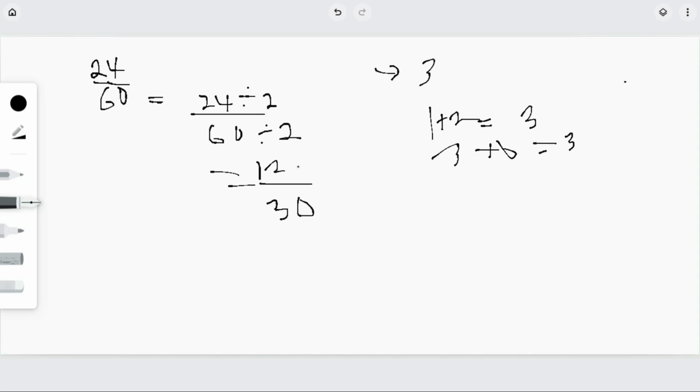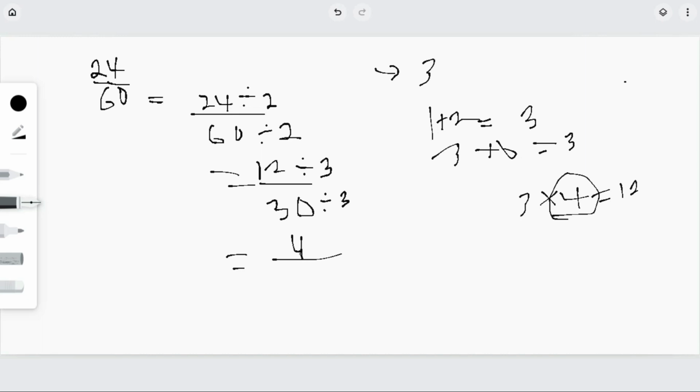So we now divide this by 2. Sorry, let's use 3 because 3 can go into both. So we now divide this by 3, and this also by 3. Now how many 3s can you see in 12? Definitely that's 4, because 3 times 4 is 12. That means you can see 3 four times in 12. So let me write it like this: equals 4 here.